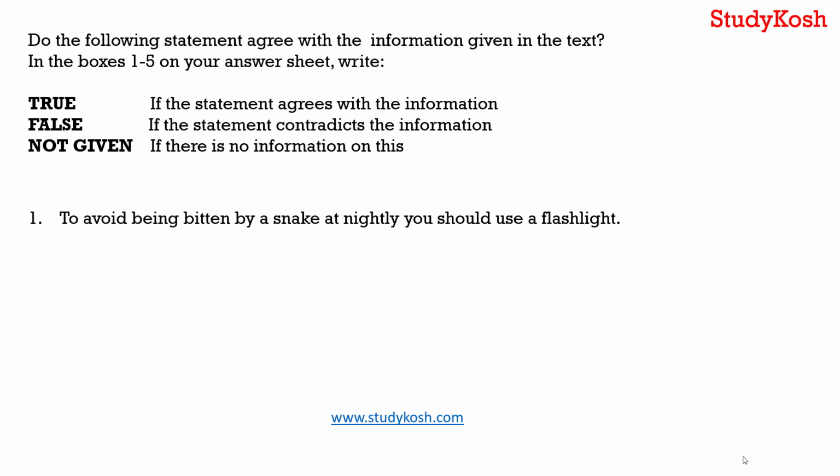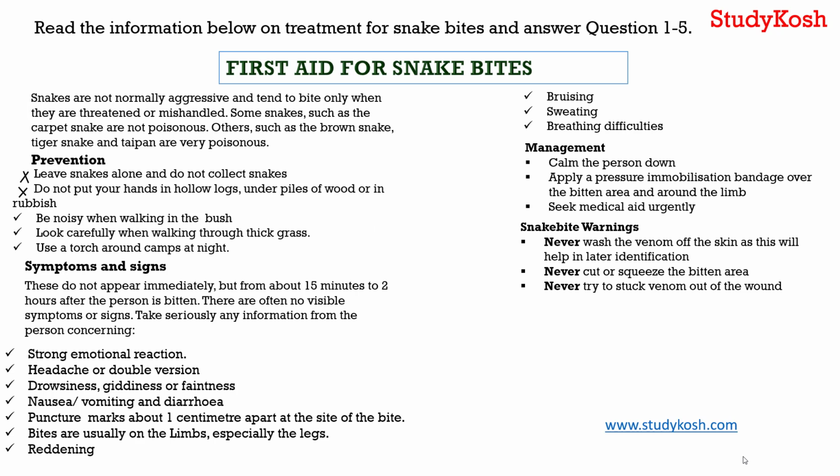Let us get started with question number 1. To avoid being bitten by a snake at night, you should use a flashlight. Now students, what are the keywords that we need to find in the passage? Flashlight being the major one and night the other keyword. Now let us find these in our passage. Please note that either you will get the exact keyword or a synonym of that keyword.